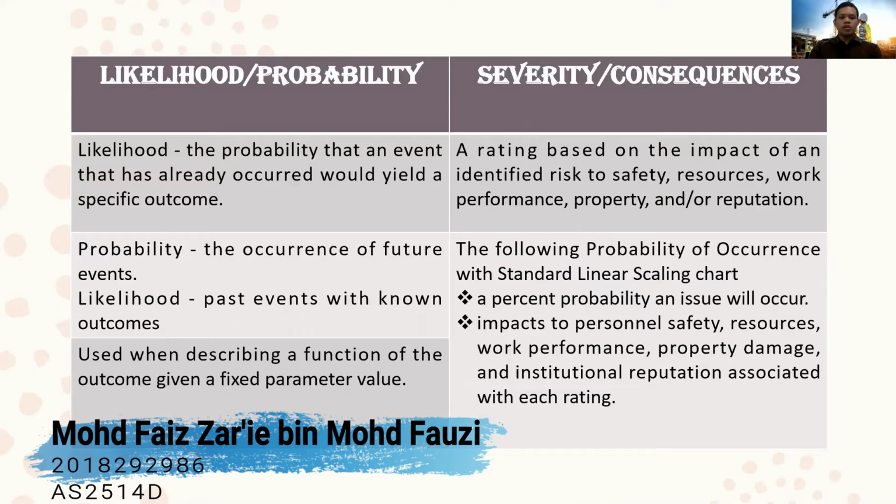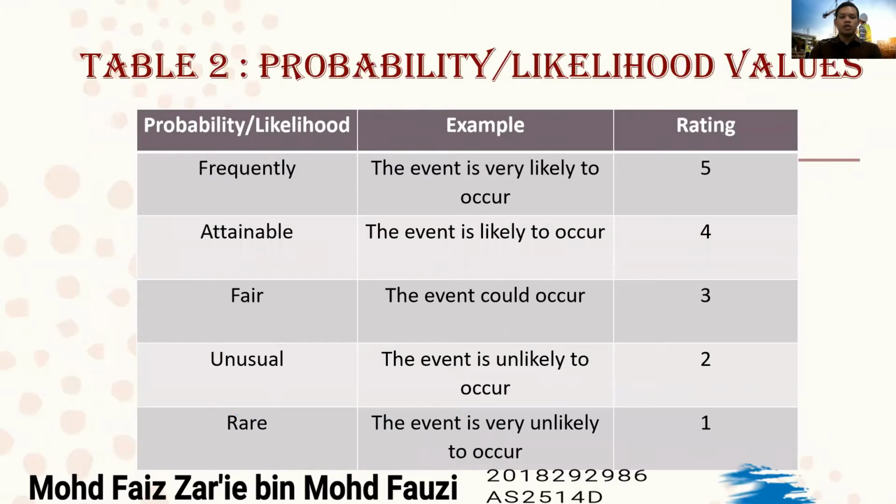This term is used when describing a function of the outcome given a fixed parameter value. For severity or consequences, it is a rating based on the impact of an identified risk to safety, resources, work performance, properties, or reputation. The following is the probability of occurrence with a standard linear scaling chart, which includes the percentage probability of an issue occurring, and the impact to personal safety, resources, work performance, property damage, and institutional reputation associated with each rating. This is for Table 2.